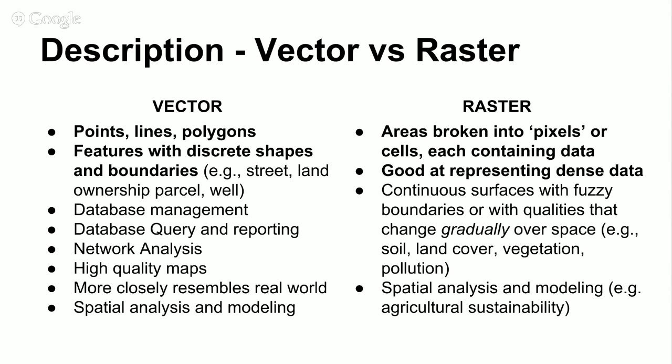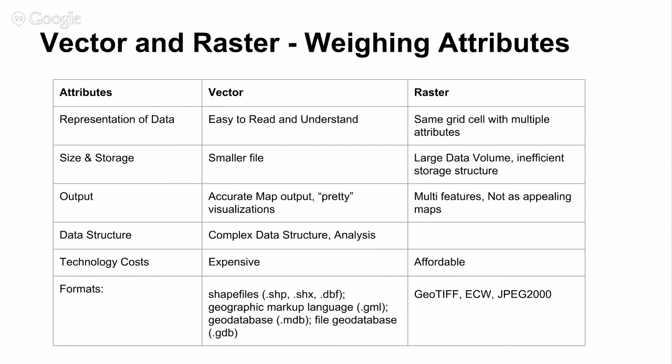The surfaces are essentially continuous, and there's no breaking point in between. You can break by pixel, and it's good at representing dense data. And then it can capture change over time better than vector files, or if at all. And then it's very good for spatial modeling, especially with agriculture, sustainability, and things that are slightly nuanced. So again, kind of like looking at the attributes.